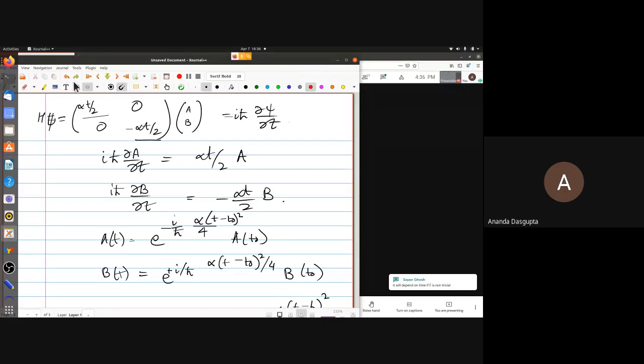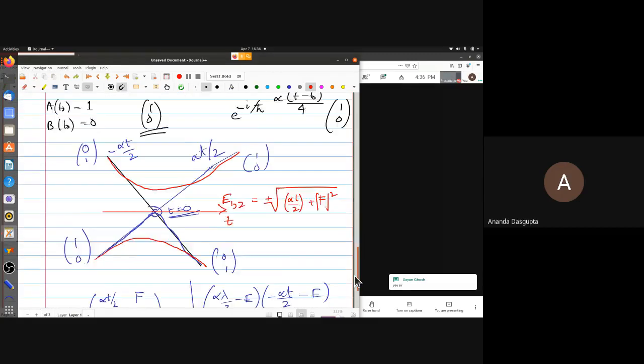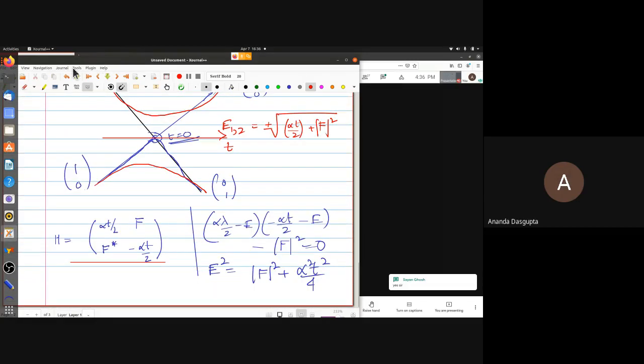It will depend on time if f is non-trivial. Non-trivial meaning f is not 0. That's what you mean, right? And you will be right. As long as f is not 0, the eigenvectors will depend on time.